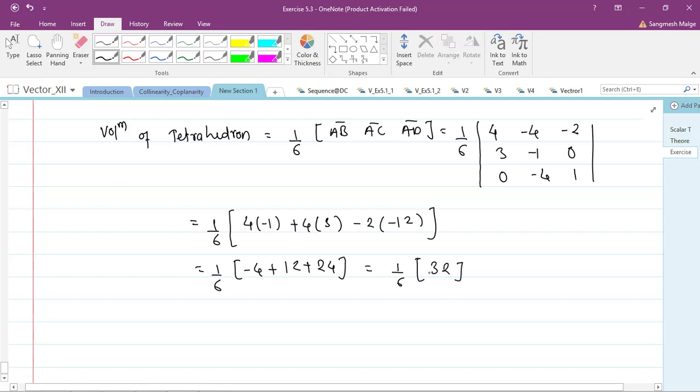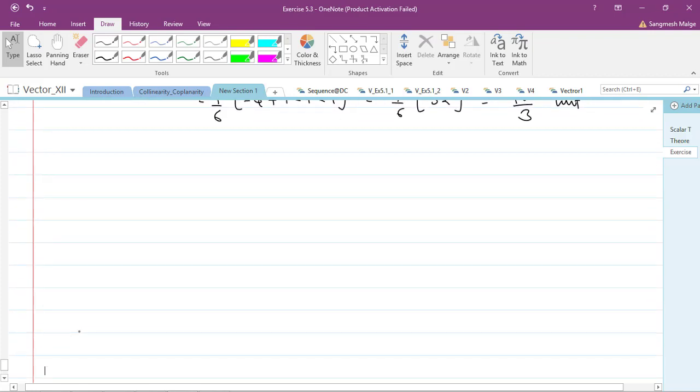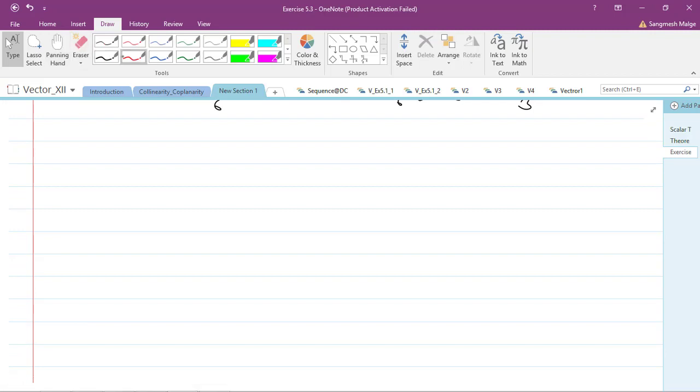So what is your answer? 32 by 6, that reduces to 16/3. 16/3 is your answer. Whatever the unit may be, you can write unit cube or cubic unit. So this is the answer to the first question, question number 14. Again the same concept we have used. Next, question number 15.